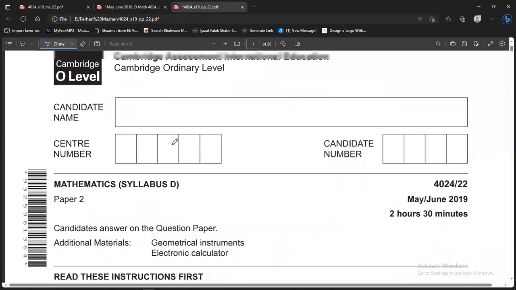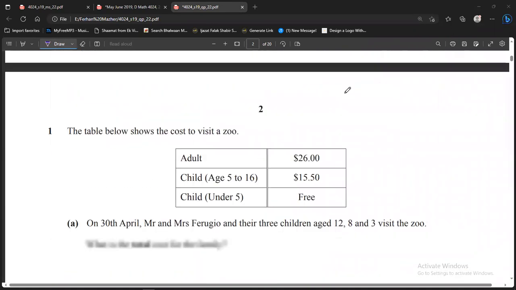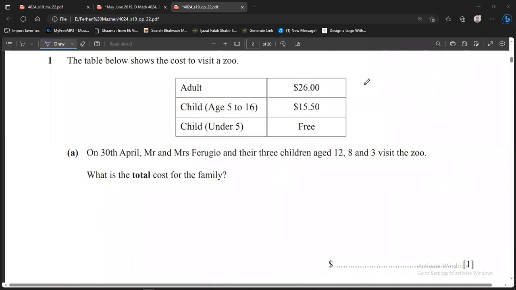So here we have the May-June 2019 Paper 2. Question number 1 is coming up on your screen. The table below shows the cost to visit a zoo. The ticket for an adult is $26. Child, age 5 to 16, the ticket is $15.50. A child under 5 is free. A party is on the 30th April. Mr. and Mrs. Ferrigo and their 3 children aged 12, 8, and 3 visit the zoo. What is the total cost for the family?